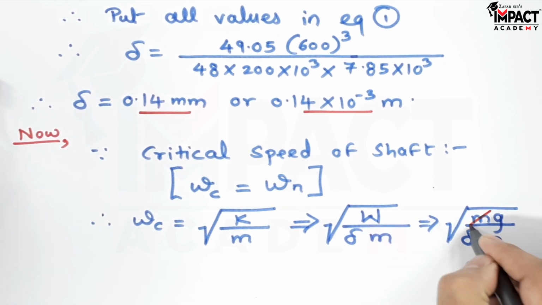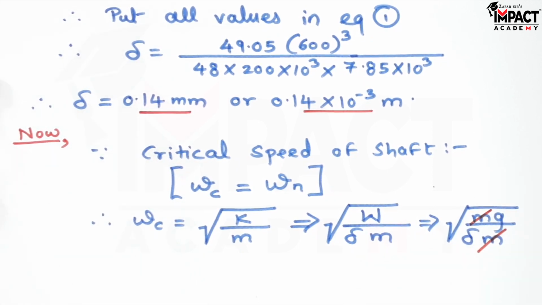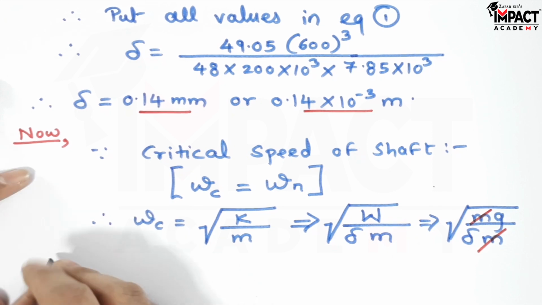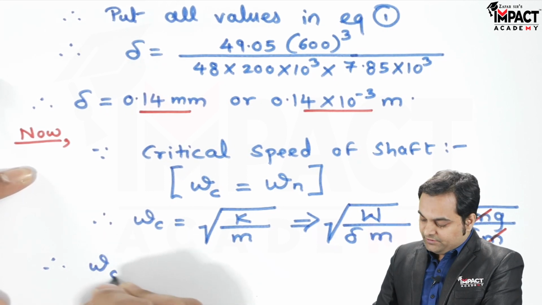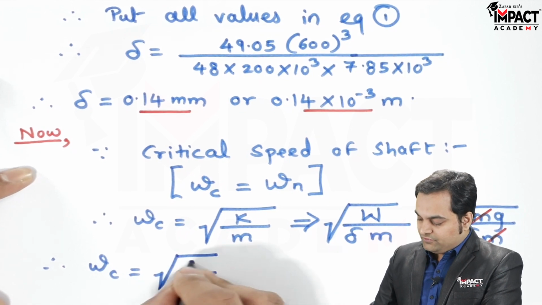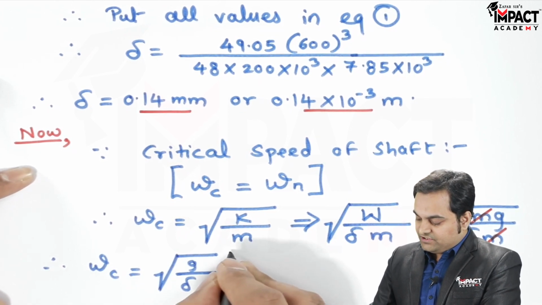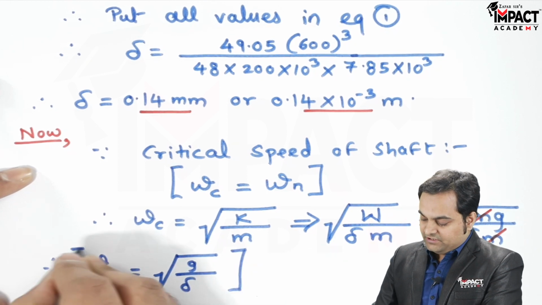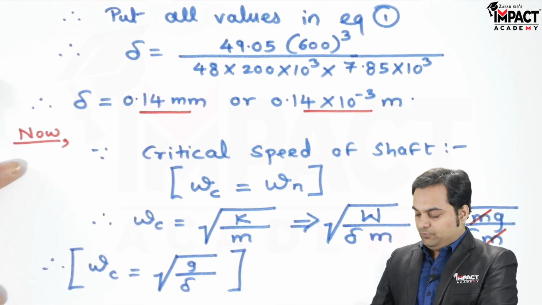So mass will get cancelled out from the numerator and the denominator. What remains is critical speed is equal to root of g upon delta. So this is the formula for critical speed. Now I'll put the values here.